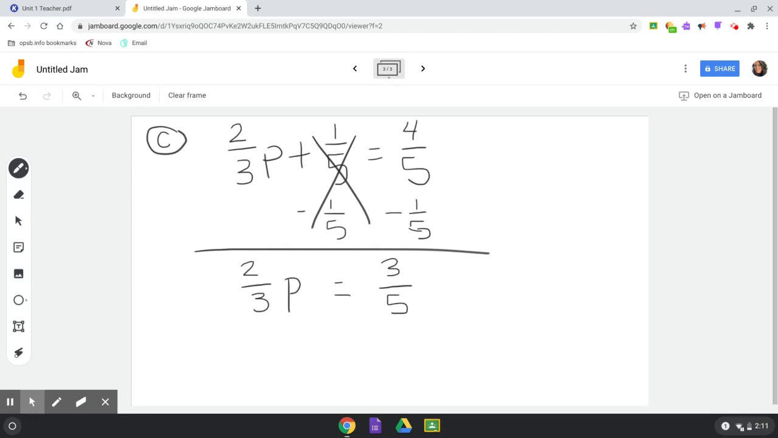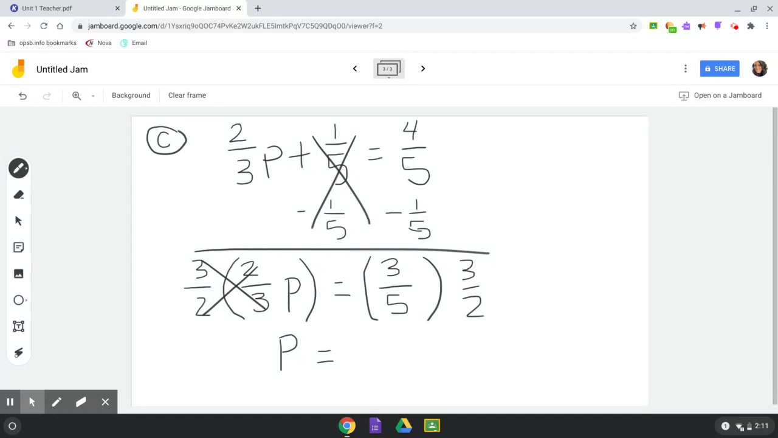When you subtract 1/5 from both sides, you get 4/5 minus 1/5, which is 3/5, because 4 minus 1 is 3. Keep my common denominator of 5. So 2/3 p equals 3/5. Now at this point, I want to multiply both sides of my equation by my reciprocal, which is just that fraction flipped, 2/3 to 3/2. When I do that, this eliminates on the left side and leaves me with my variable p. When you multiply by the reciprocal, the fractions eliminate.